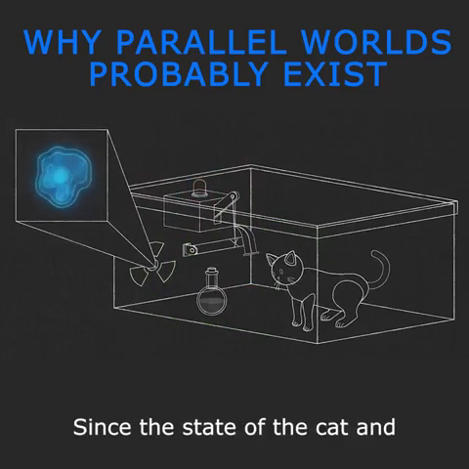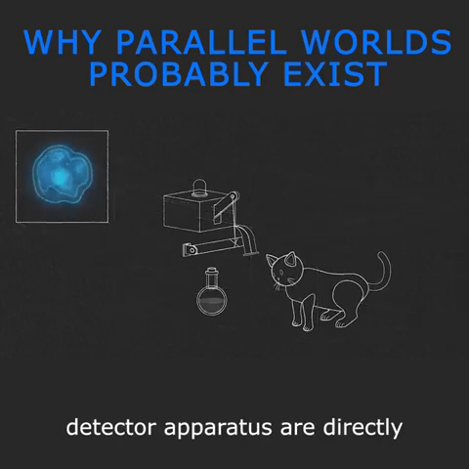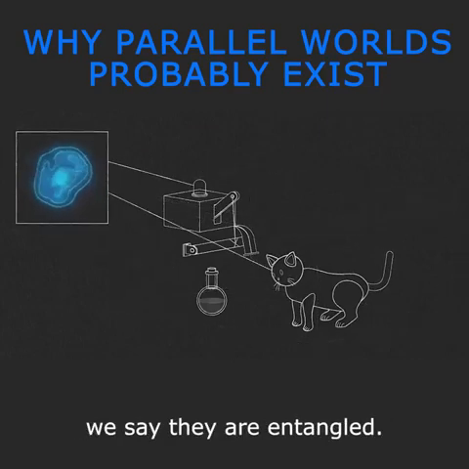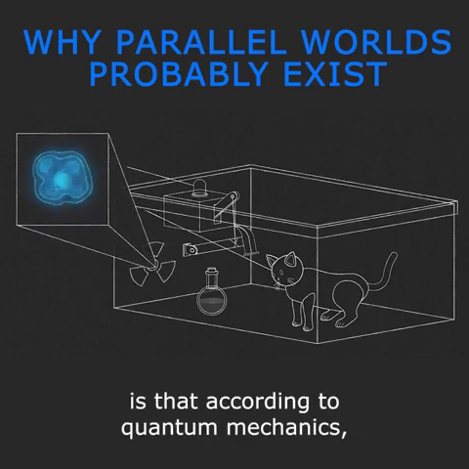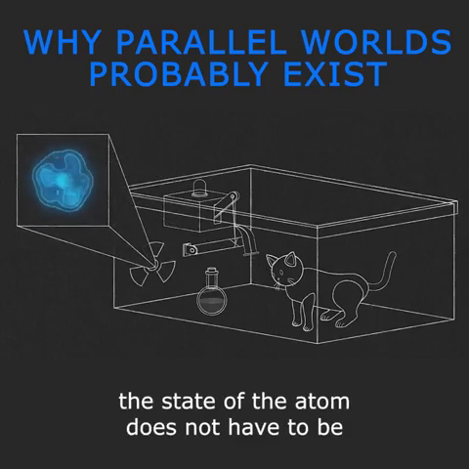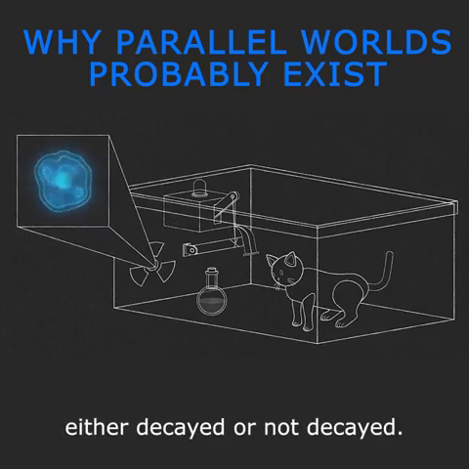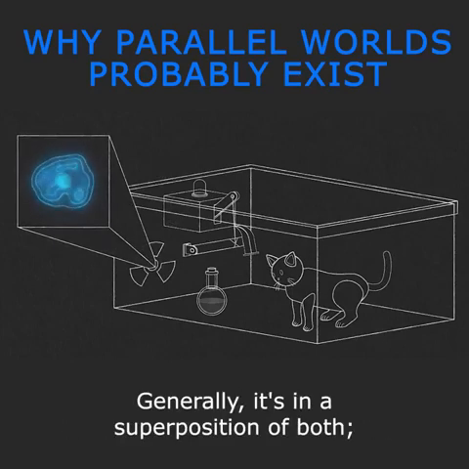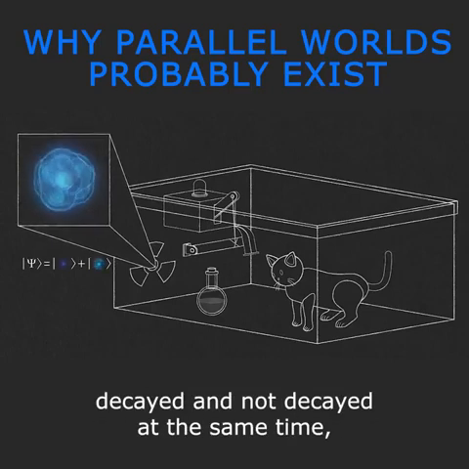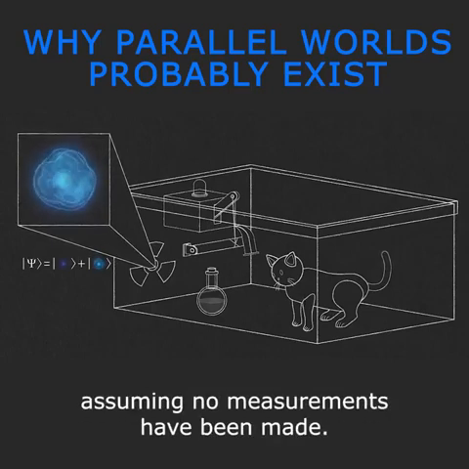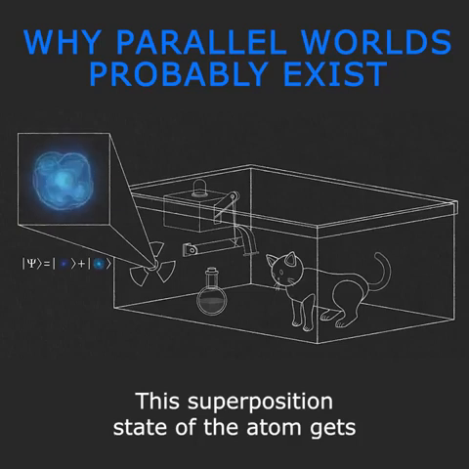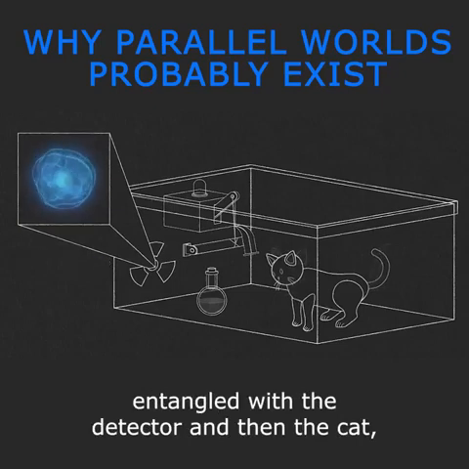Since the state of the cat and detector apparatus are directly tied to the state of the atom, we say they are entangled. Where things get weird is that according to quantum mechanics, the state of the atom does not have to be either decayed or not decayed. Generally, it's in a superposition of both, decayed and not decayed at the same time, assuming no measurements have been made.